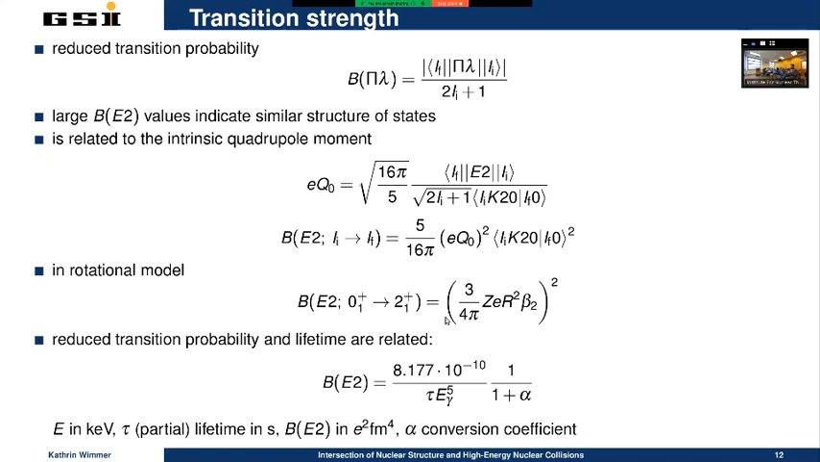And then again, if you apply the rotational model, the B(E2) value, the transition strengths, can be related to beta. And the experimental observable, the B(E2) value, can be obtained by essentially measuring the lifetime of a state. So by determining the lifetime, the energy, and also the conversion coefficient of the certain transition, we can get access to the transition probability, which relates in the rotational model to the beta 2 value. Okay.